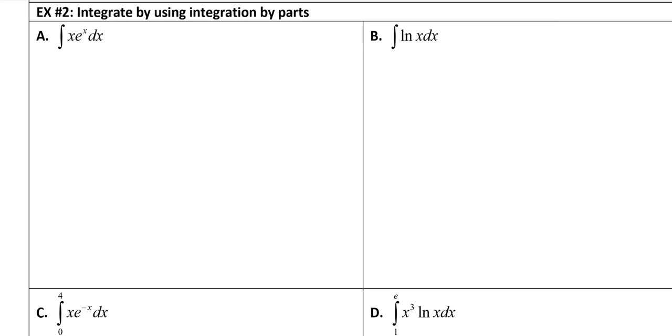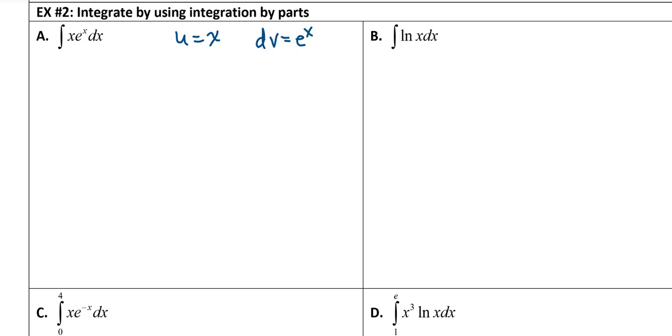All right, so we have the integration of x e to the x dx, and so we have to decide what our u and v is. And based on our LIATE, I am going to make u be x, and dv is going to be e to the x.